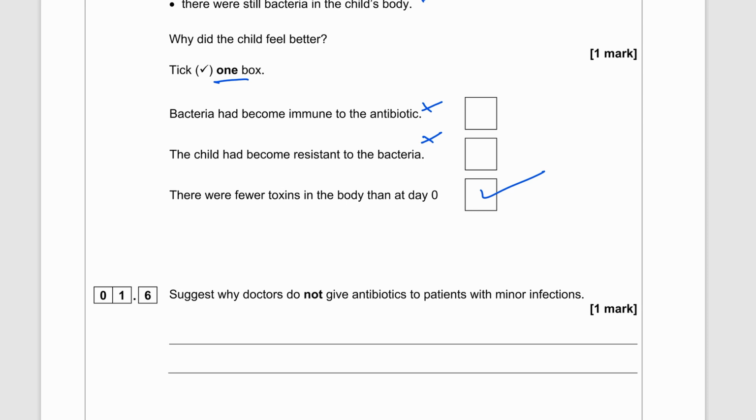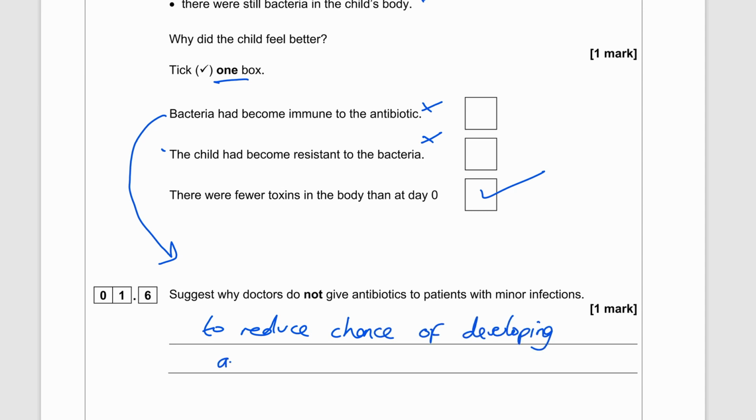1.6. Suggest why doctors do not give antibiotics to patients with minor infections. Well, what's going to help us with this question is some of the possible answers from the previous question. Because one thing that bacteria are able to do is to become resistant to an antibiotic. And that is one of the reasons why there is a strict prescription that is given when anyone is on some sort of medication. So it is to reduce the chances of developing these resistant bacteria to any antibiotic.